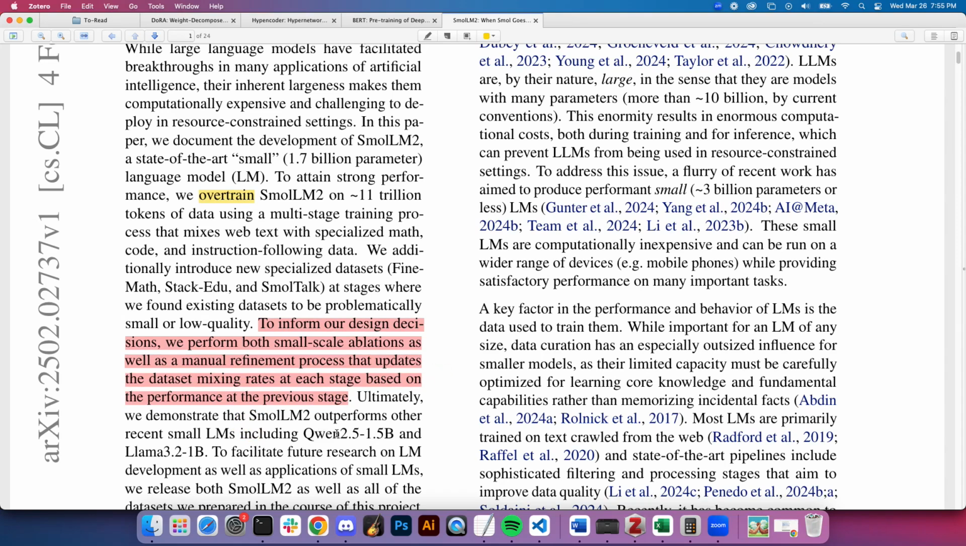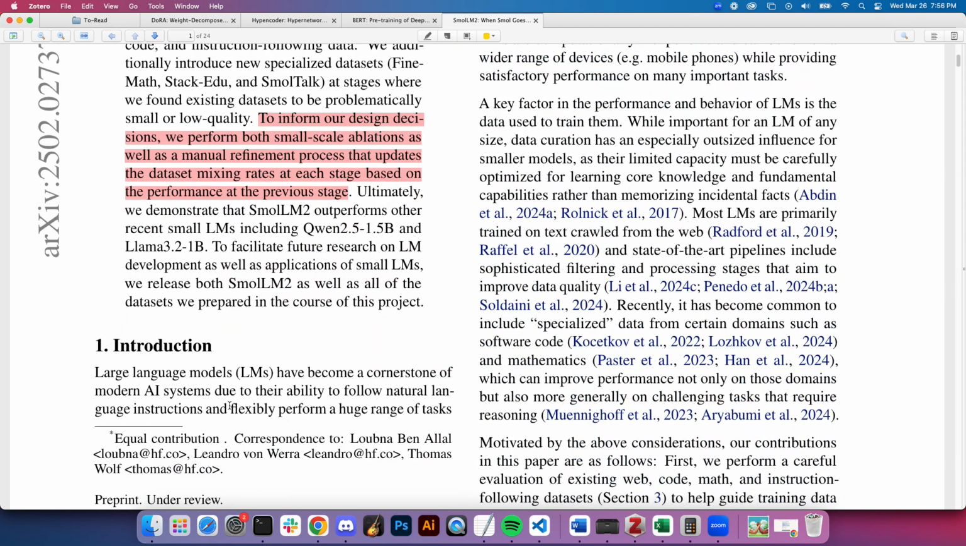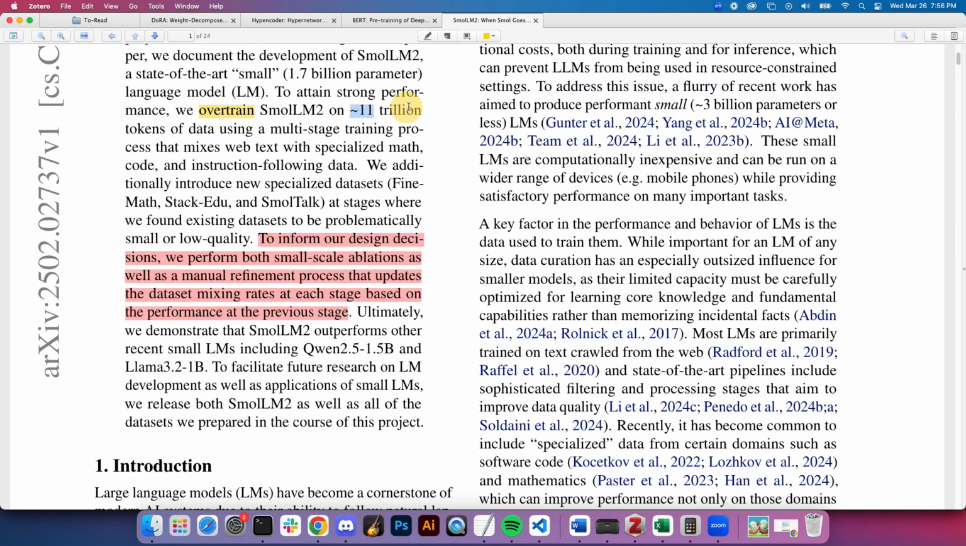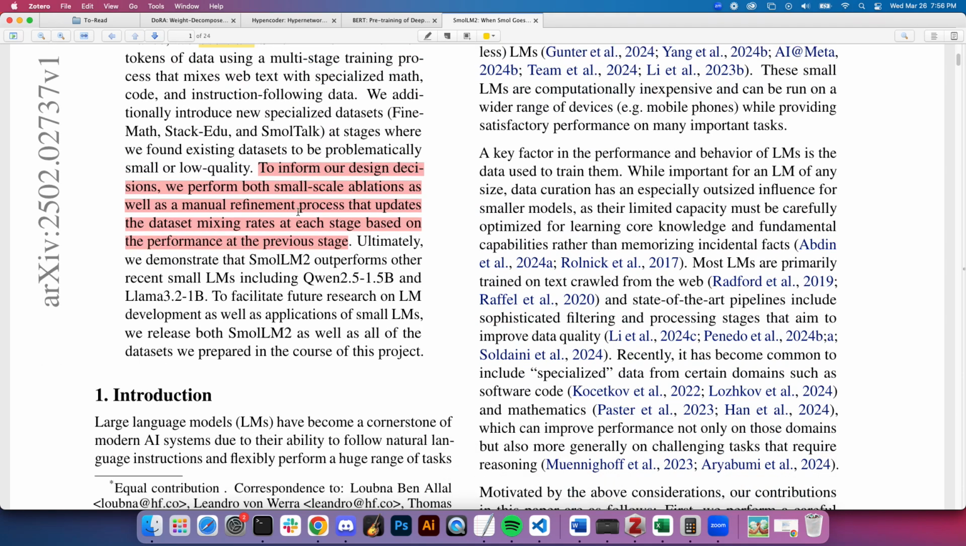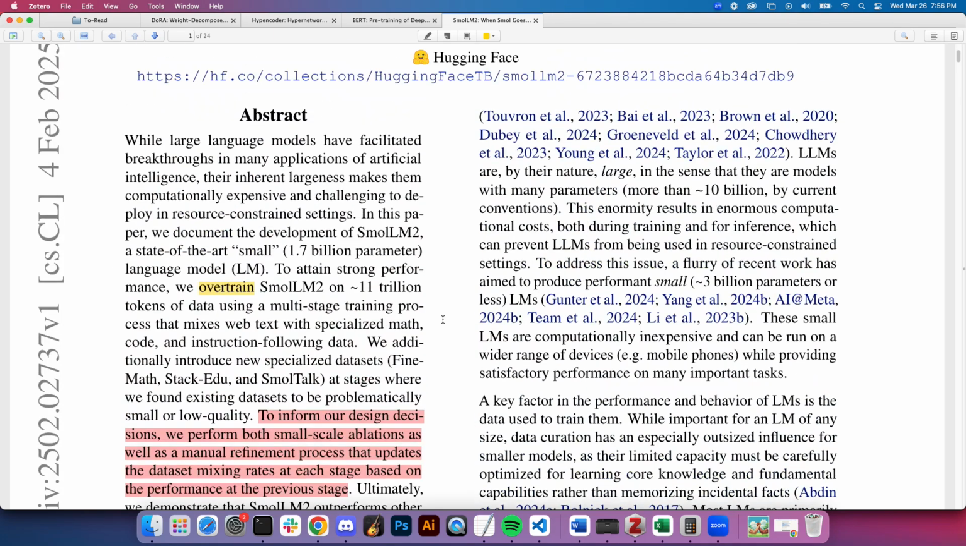They outperform Qwen 2.5 1.5 billion and Llama 3.2 1 billion, and they release it as well as the datasets. Okay, cool. So, love anything that's related to small language models. Definitely of my interest, both in terms of being GPU poor and also just having the accessibility for it in terms of experiments. Obviously, even though it's small, 11 trillion tokens is not accessible for us GPU poor folks to do. Okay, so we'll go through the introduction, and they talk about language models.